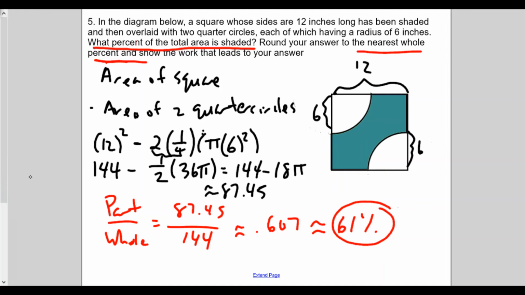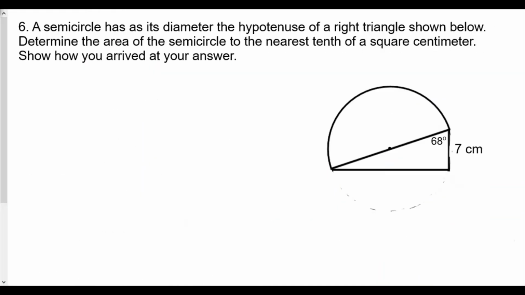Make this full screen again. And now for question number 6. A semicircle has its diameter the hypotenuse of the right triangle shown below. Determine the area of the semicircle to the nearest 1/10 of a square centimeter, and of course show how you get the answer. If you're going to post just the answer, you're going to get no credit, because it's really saying show the work how you get the answer.